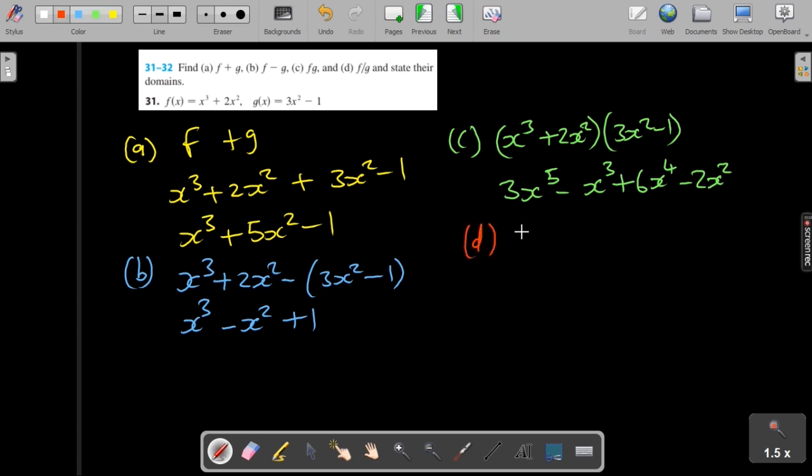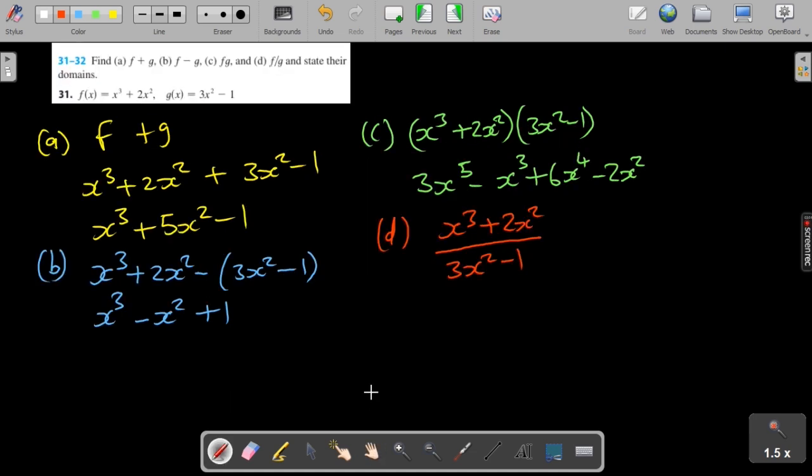Finally, we're going to find f divided by g. And to do that, we're just going to put f at the top. So our f is x cubed plus 2x squared, and it will be divided by g, which is 3x squared minus 1. So after having f at the top and g at the bottom, this is the resultant function that we get.